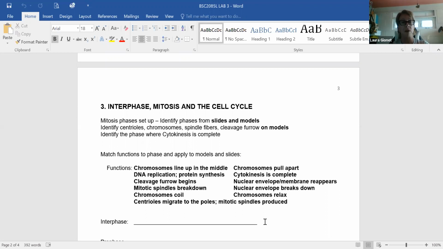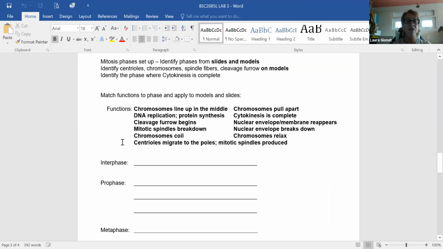So to make sure we identify those things. All right, so match functions to the phase and apply to models and slides. So first what we're going to do is identify what functional things we're going to put in these blanks that occur during each phase. So we have interphase. During interphase, we have here DNA replication and protein synthesis. That goes in the first line, right? DNA replicating, protein synthesis. We're making organelles. We're copying our chromosomes so that we now have 2 copies that we can split apart in the middle so that one copy goes to one cell and one to the other.